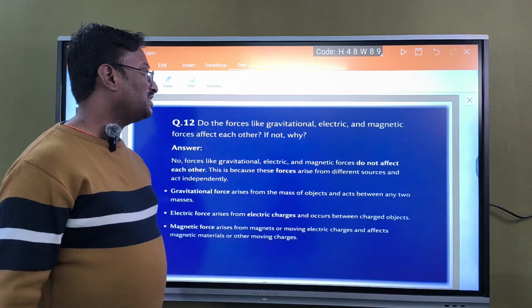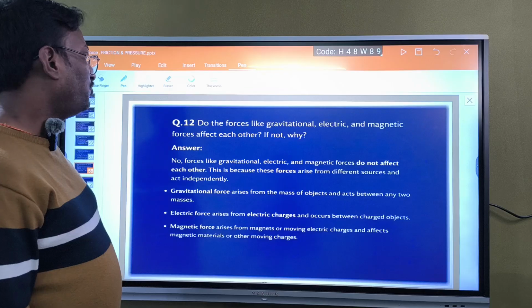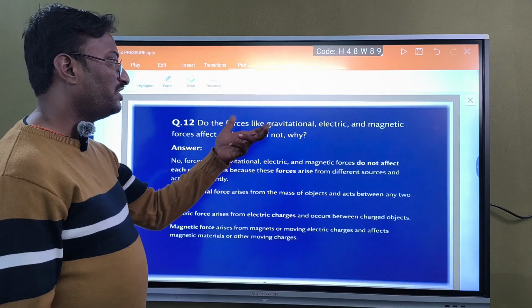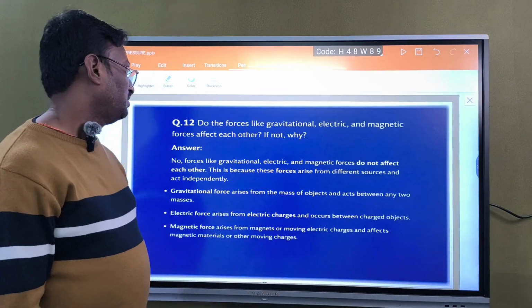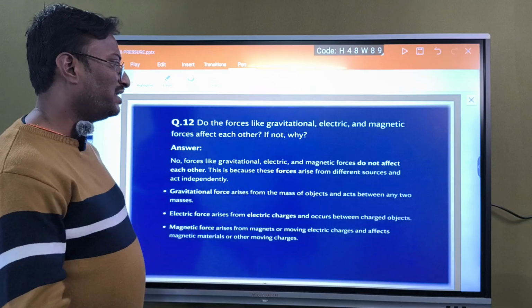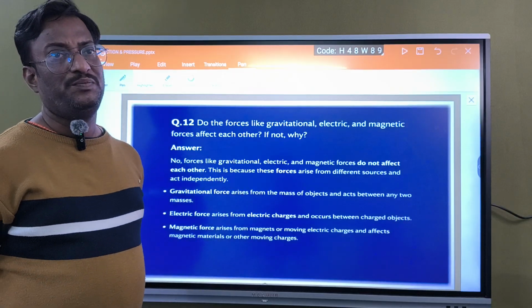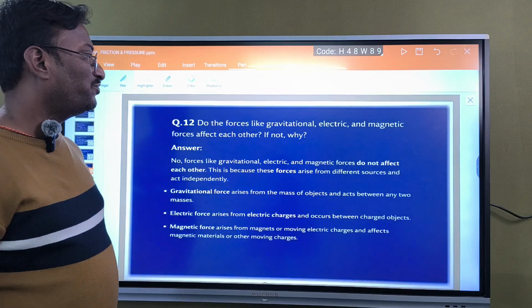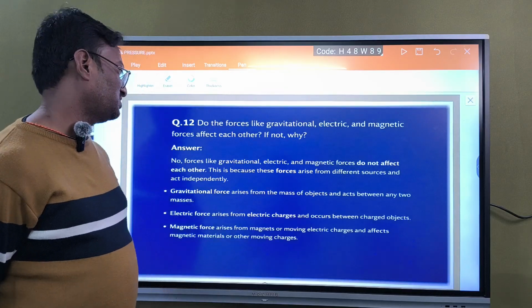Next one, forces like gravitational, electric and magnetic forces: do they affect each other? If not, why? Number one, no. The forces like gravitational, electric and magnetic force do not affect each other, because one force will never affect the second force. This is because these forces arise from different sources.